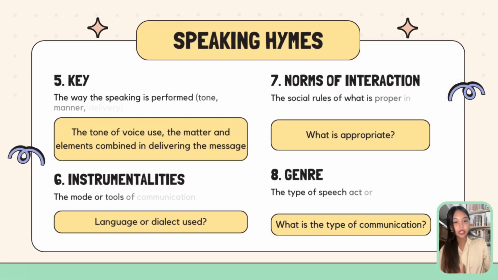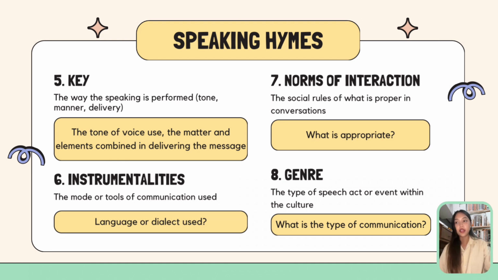And then we have key. Key is the way the speaking is performed, which relates to tone, manner, and delivery. It's all of the elements that combine when you deliver the message. So it's basically the way you deliver your messages. And then we have instrumentalities, which is the mode or tools of communication used. It can be what language you are using, what dialect you are using, what type of communication media you use to talk, etc.